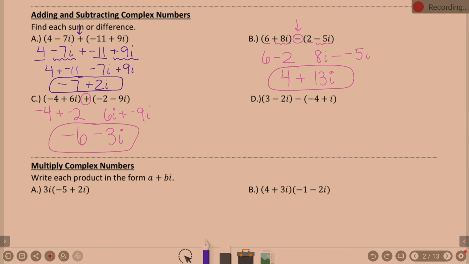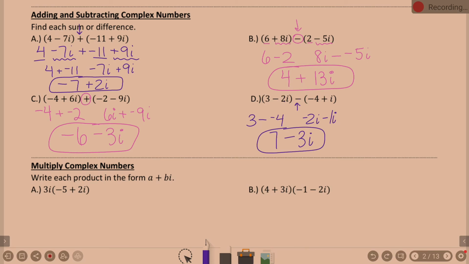What kind of problem is D? Subtraction. Did you catch it? Subtraction. Beware. So 3 goes with what? So it's going to be 3 minus negative 4. So 3 plus 4, which is 7. What about the negative 2i? Negative 2i minus i. What is negative 2i minus i? Minus 3i. Because what's invisible in front of this i here? It's a 1i, right? You're doing negative 2 minus 1, which is negative 3.